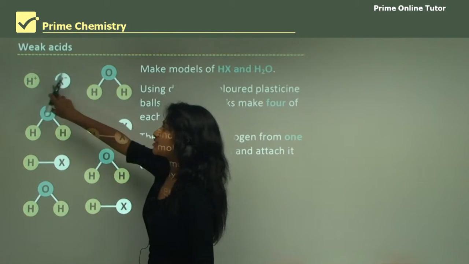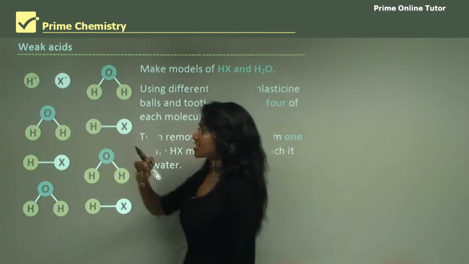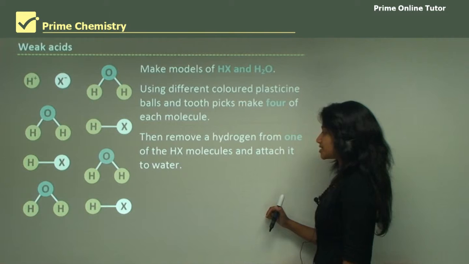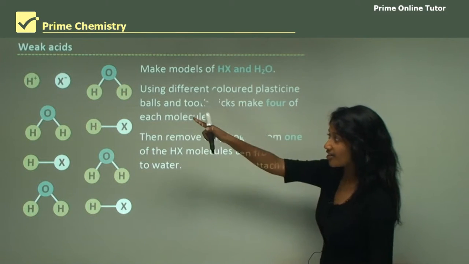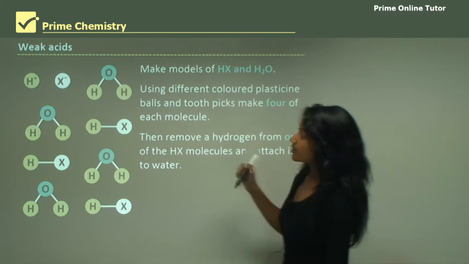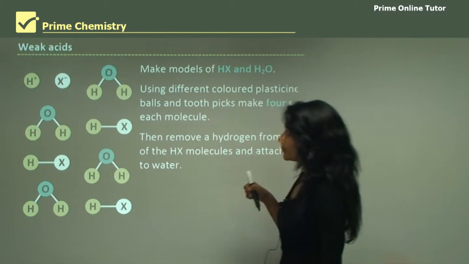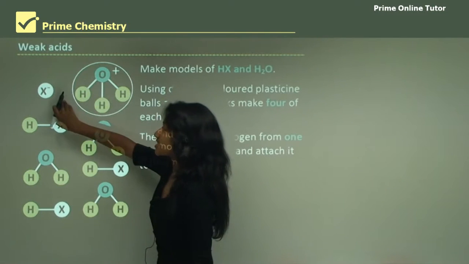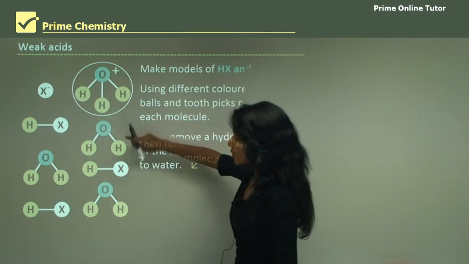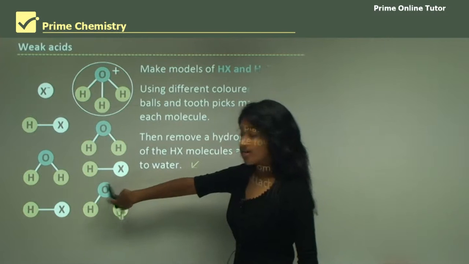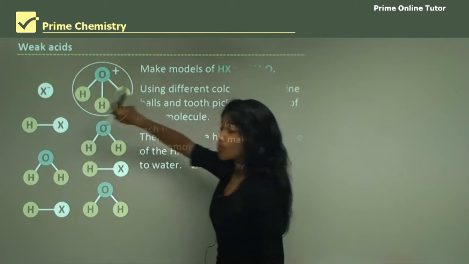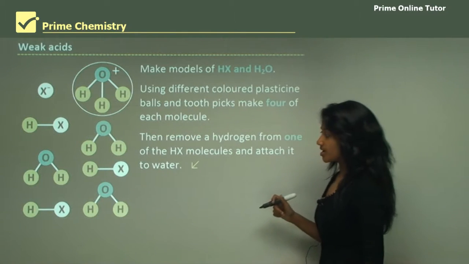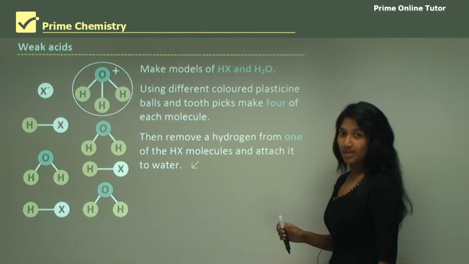Here we're going to be left with a hydrogen ion and an X anion, and the other acid molecules are going to be untouched. Then you're going to attach that hydrogen ion to your water. So we'll attach it to this water molecule, and we're going to be left with a hydronium ion and an X anion. You're going to have 3 water molecules, 3 acid molecules, 1 hydronium ion, and 1 X anion. So this is how you would model weak acids.